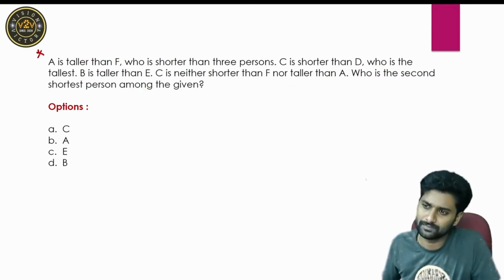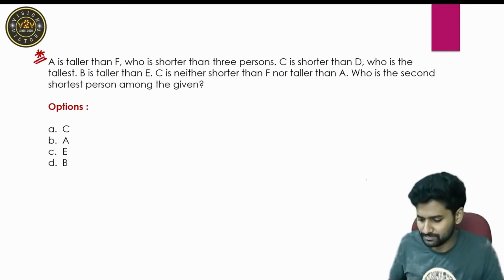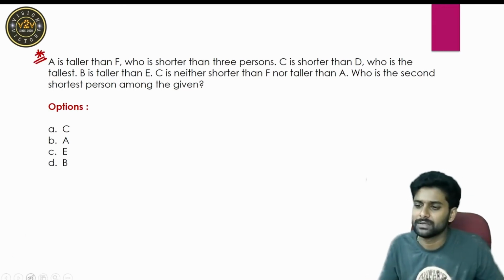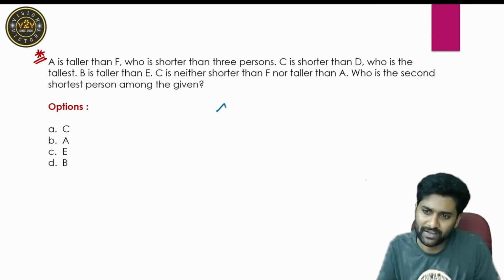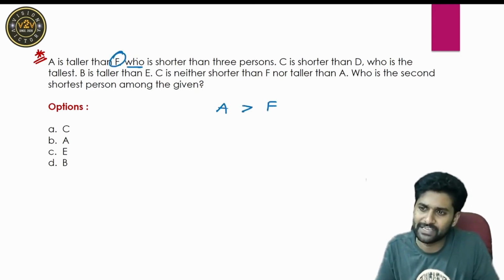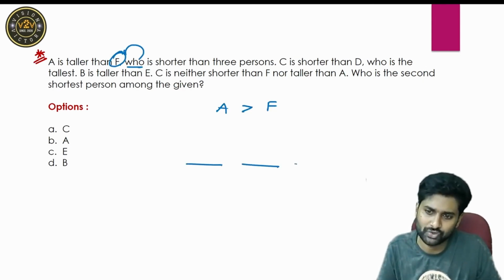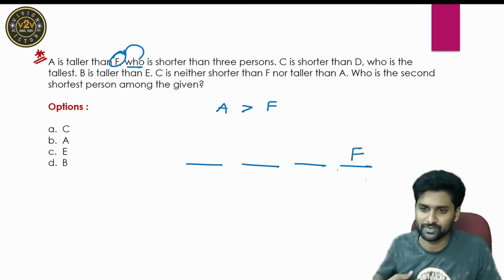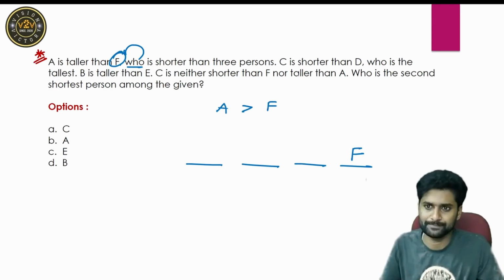Next. One of the questions from the ranking concept. Try to compare the whole information, and you can get the answer, guys. Now see, A is taller than F. Who is always referred to? F. F is shorter than 3 persons: 1, 2, 3. You can place F here. F is shorter than 3 persons, right? So you can place F here. So before F, there are 3 persons.